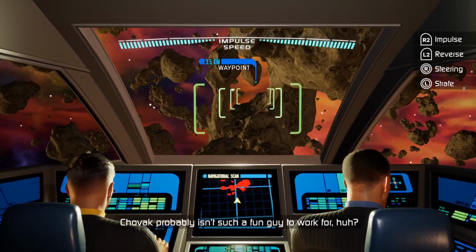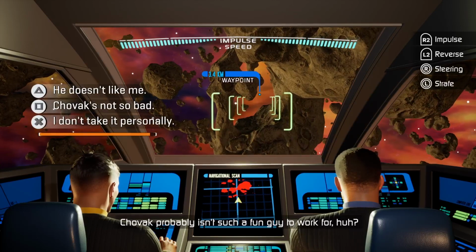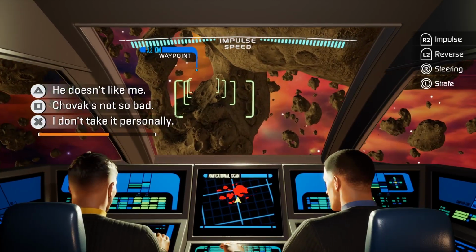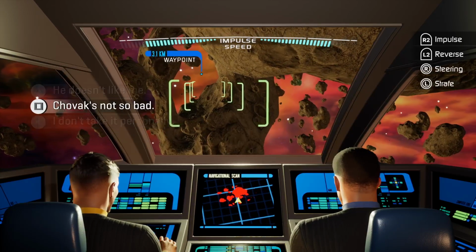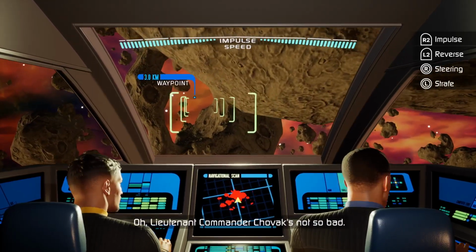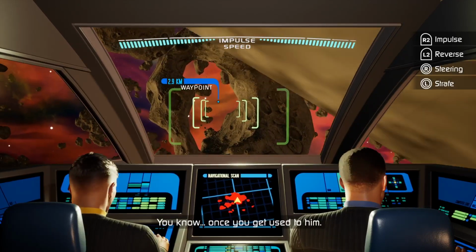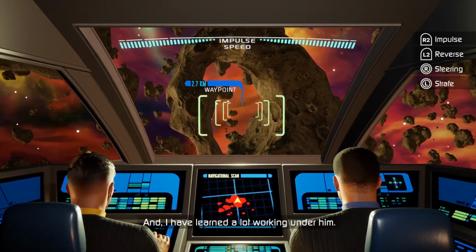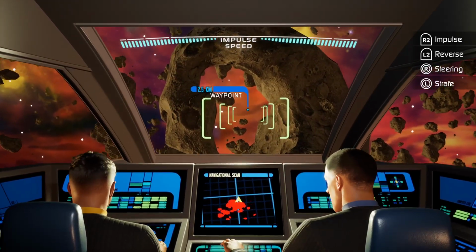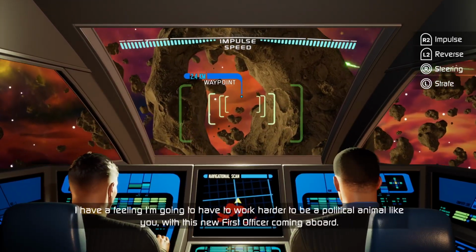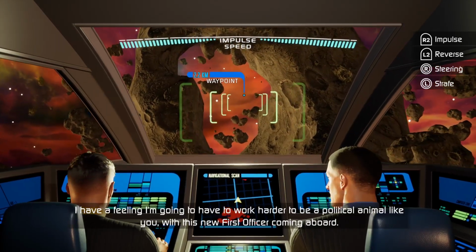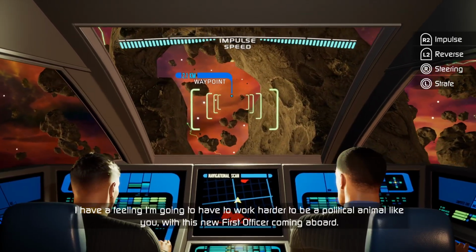Choba probably isn't such a fun guy to work for. Lieutenant Commander Chomak's not so bad. You know, once you get used to it. And I've learned a lot working under him. I have a feeling I'm going to have to work harder. Be a political animal like you. These new first officers coming aboard.